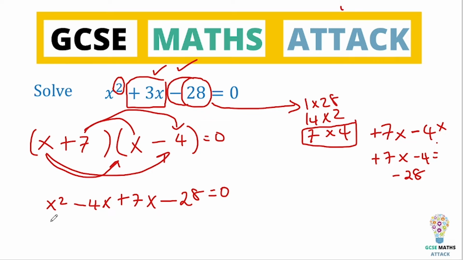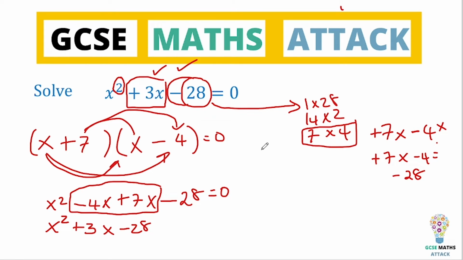If I simplify this, it will be x squared minus 4x plus 7x. Remember, these two are like terms, so you can add and subtract them. Minus 4 plus 7 gives me positive 3x, minus 28. That's just to double check that we factorized the equation correctly.